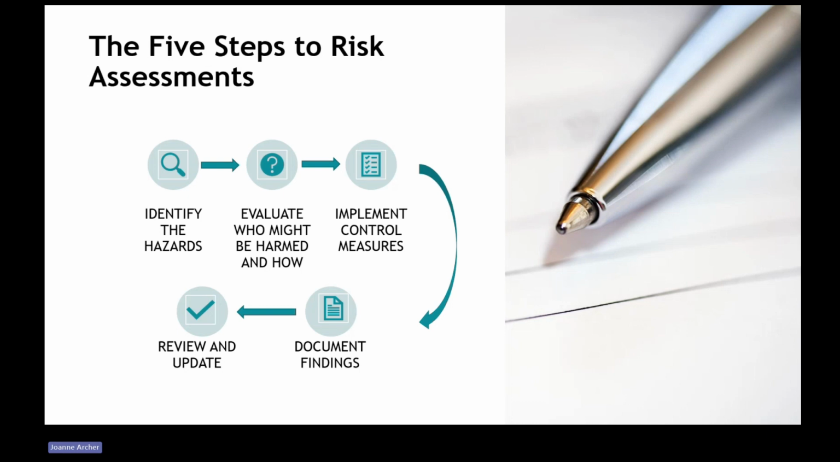Step 3, we decide on and put in place, which is the important part, the necessary controls that manage the risk. And step 4, we write it all down, especially if we have 5 or more employees. Step 5, and finally, we review the assessment regularly to make sure it's still relevant. Now, what I should have done is put another arrow here because this is a continual process. It doesn't just stop at the review and update. It will keep going around this circle.